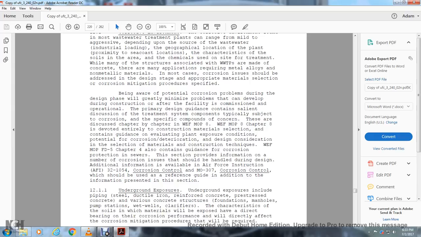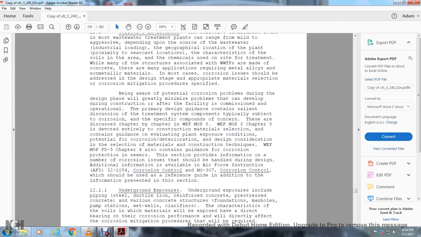The primary design guidance contains the salient decisions on treatment system components typically subject to corrosion, and the specific compounds of concern are discussed in Water Environment Federation MOP 8. Chapter 8 is devoted entirely to construction material selection and contains guidance on evaluating plant extreme exposure conditions, the potential for corrosion deterioration, design considerations, material selection, and construction techniques.